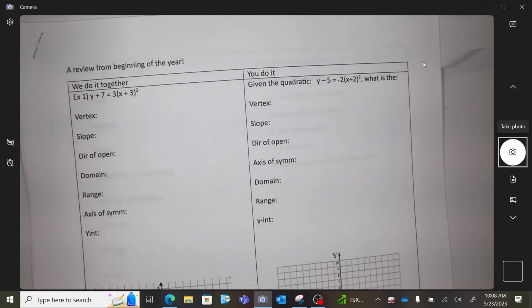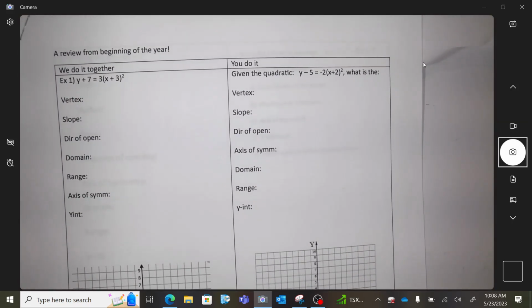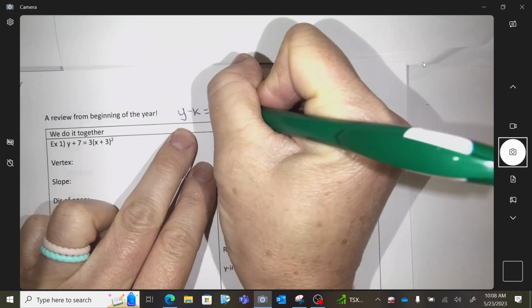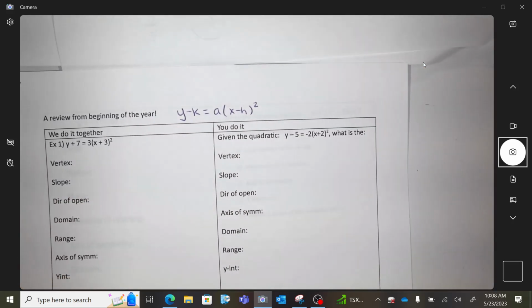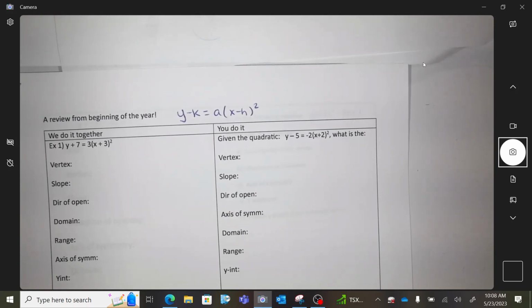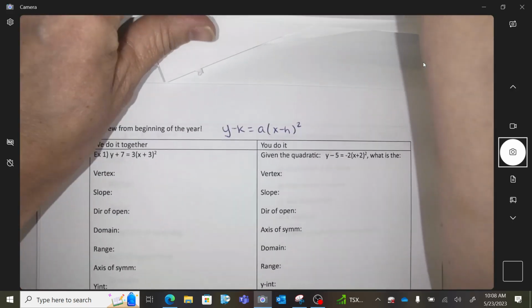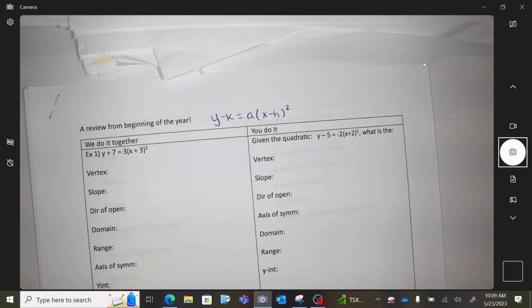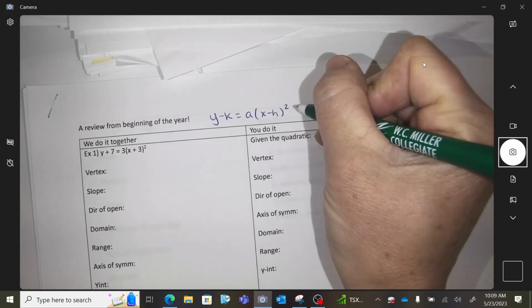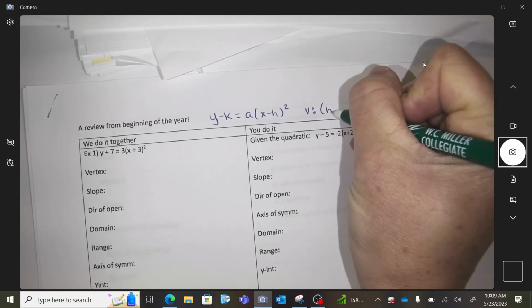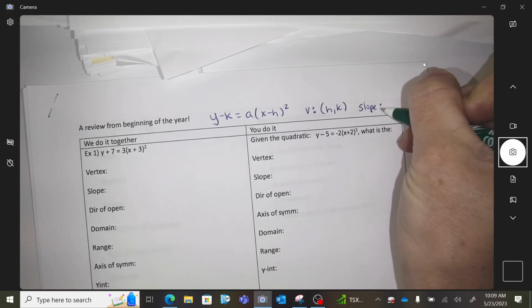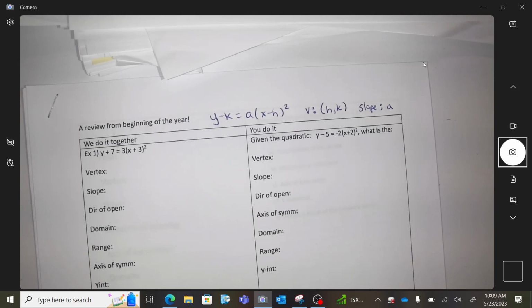Okay, quadratic equations. So on your formula sheet for the exam, you would see this formula: y minus k equals a(x minus h) squared. You will see that on your formula sheet during your exam. So do you remember what everything meant in that formula? The vertex is the coordinate (h, k), and the slope is the a number, right? You only need those two things, and boom, you can graph it. The vertex and the slope.